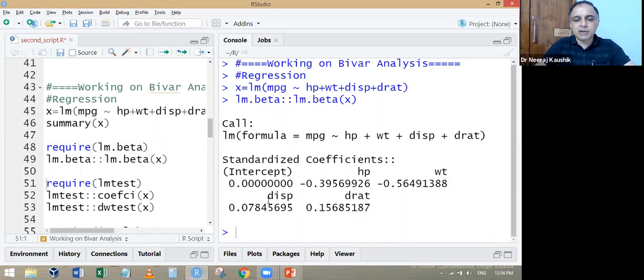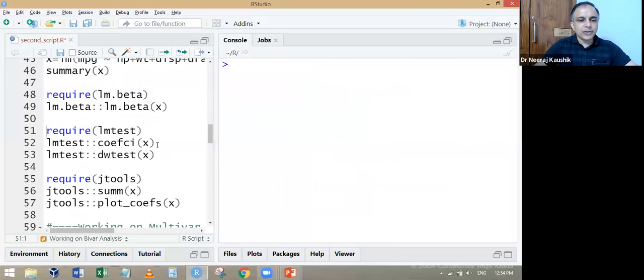So who's the weakest among the four? Displacement is the weakest, 0.07. Second weakest, 0.15. Strongest, weight is strong and this is strong. Okay. So beta will give you these values. Then coefficient, it will tell you the future.